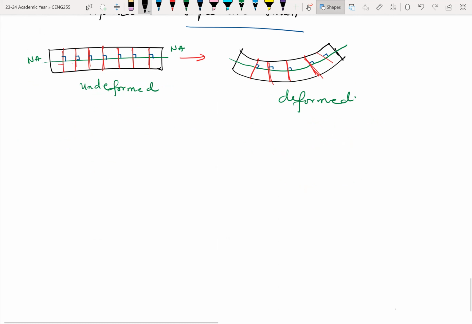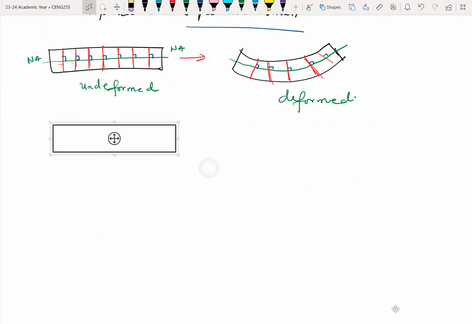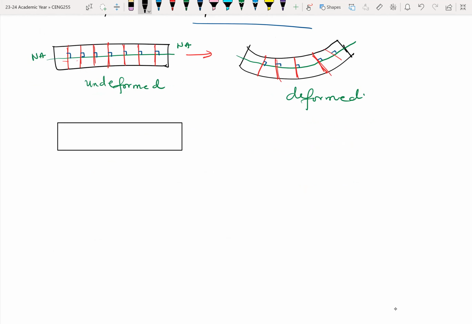Let me exaggerate. Can I draw the shape? Okay. So let's look at this beam. It has these supports. Okay. Now let me take a section of the beam. So this section right here.